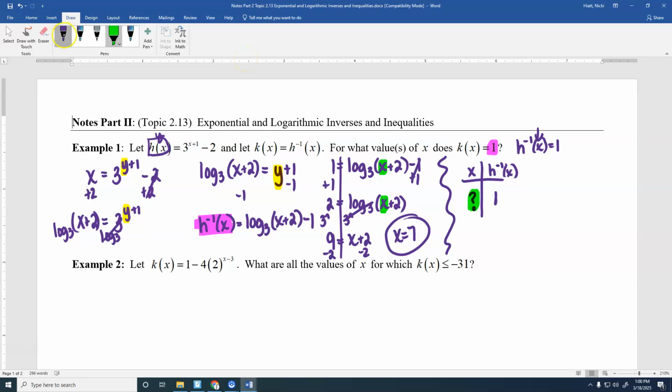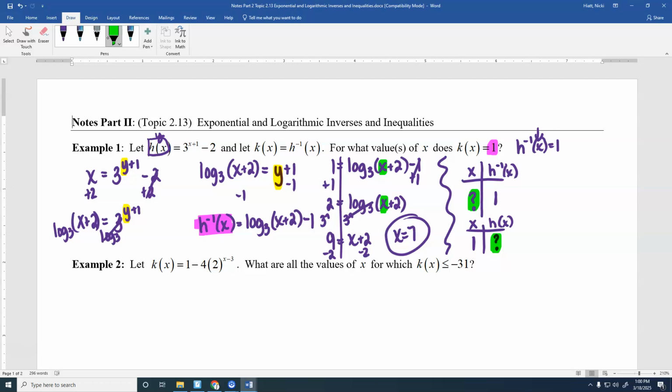But let's think about what the table for just h itself would look like. If I want to go from the inverse table to the original function table, what do I have to do to my points? I flip my x and my y, right? So that would mean that this point right here would be, my x would be 1, my h of x would be question mark. Okay?